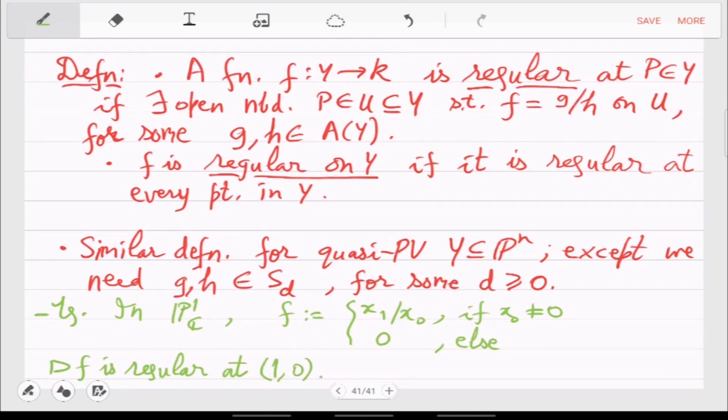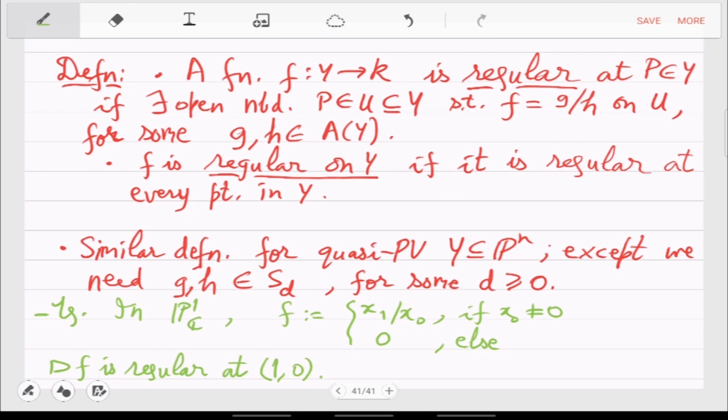At (1, 0) its value is what? It will come from the first part because x0 is not 0, so its value will be 0. But more importantly, in the definition you have to pick an open neighborhood of the point. You can simply pick the first open patch, which is this affine patch, x0 not equal to 0. Just take this U0. U0 contains this point, and you can see that on U0, f looks just like x1 over x0. So everything in that definition is satisfied, so it's a regular function at this point.